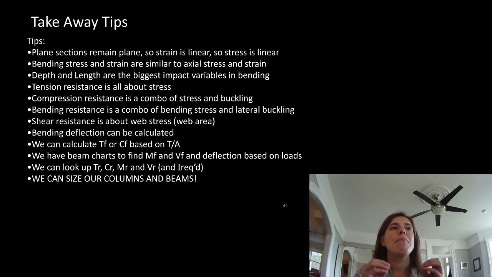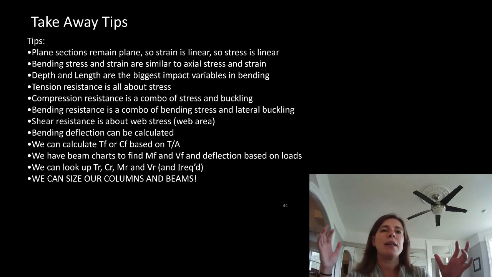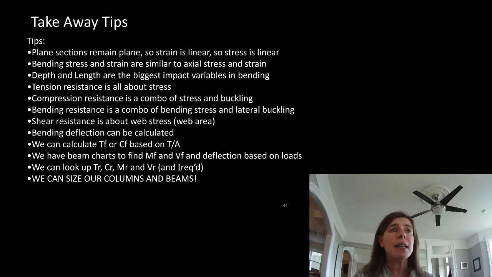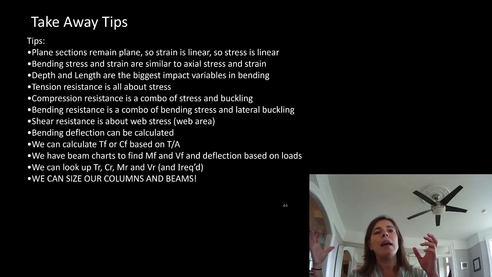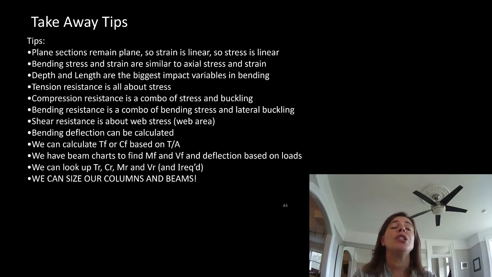Depth and length have the biggest impact on bending. Those two variables can make your biggest changes in your capacity. Tension resistance is just about stress, but for compressive resistance, we have to worry about buckling as well. When it's short, we don't have to, but as it gets longer, we have to. Bending resistance is similar. It's a combination of bending stress and lateral buckling. So when it's short, it's all about bending, and when it's long, it's all about buckling. Shear resistance is all about the stress in the web, or that small little bit in the middle.